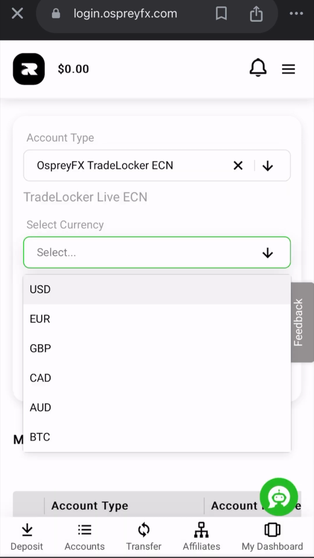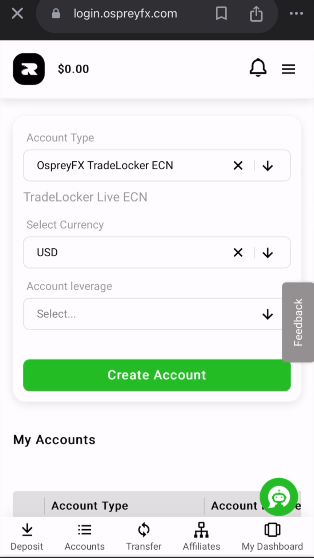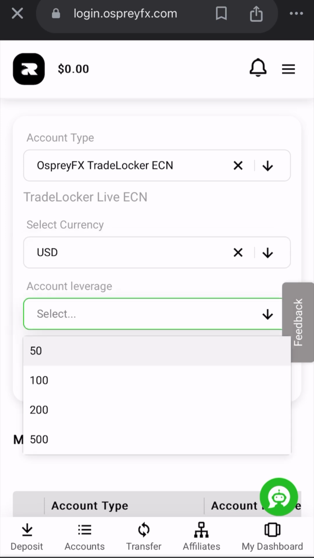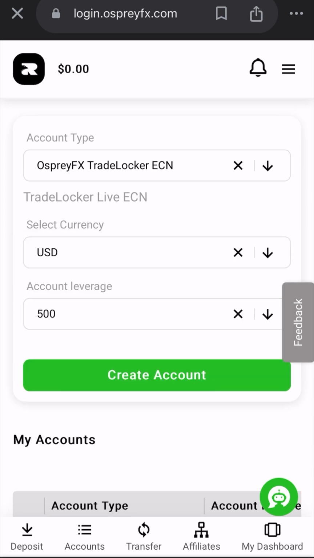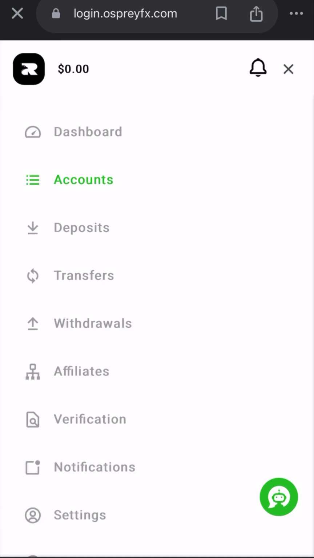You want to go to this first option here. You want to go to USD, and you want to go to your leverage, and basically create an account. It's going to do the same exact thing. They'll email you a password and a login. Once you have your account set up, you basically send money to this broker and you'll be ready to start trading.